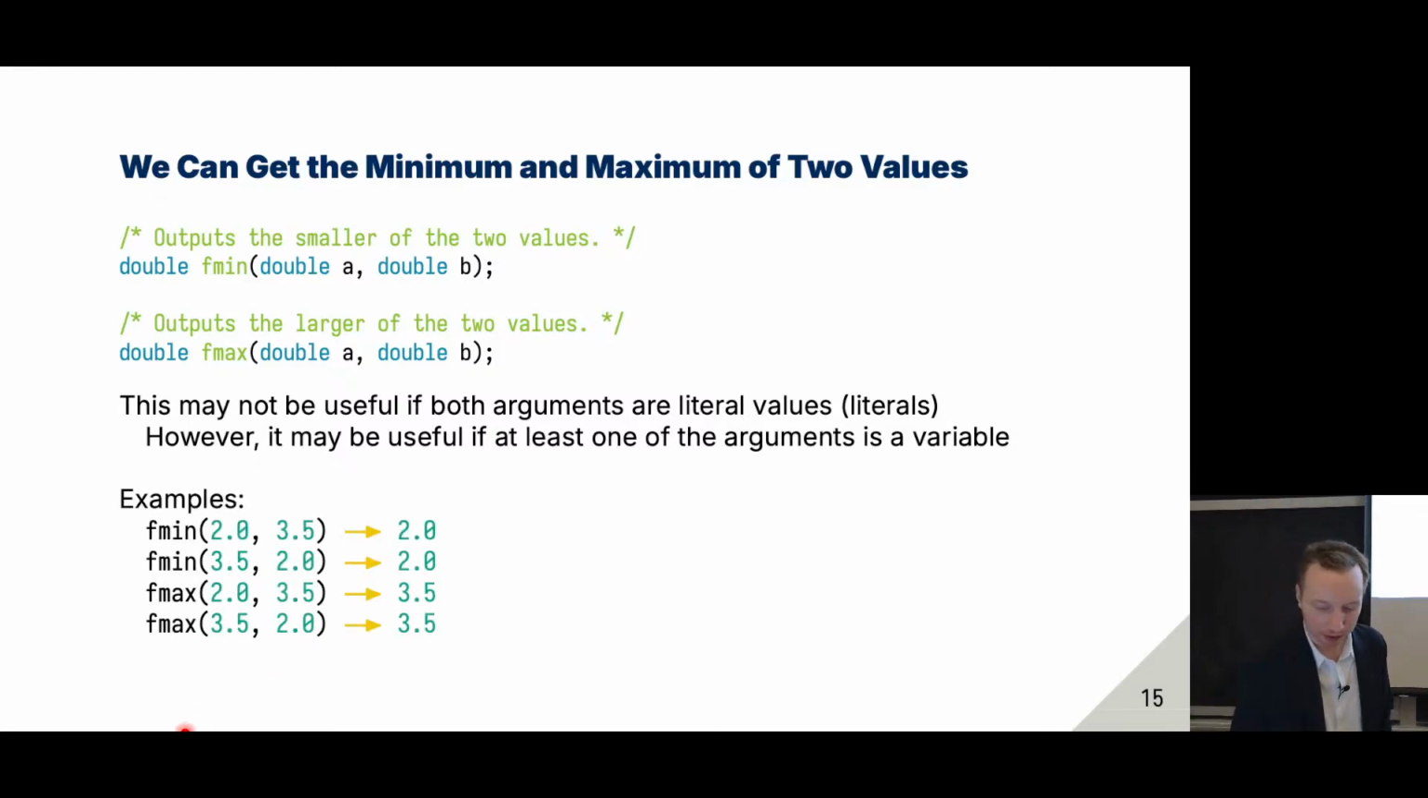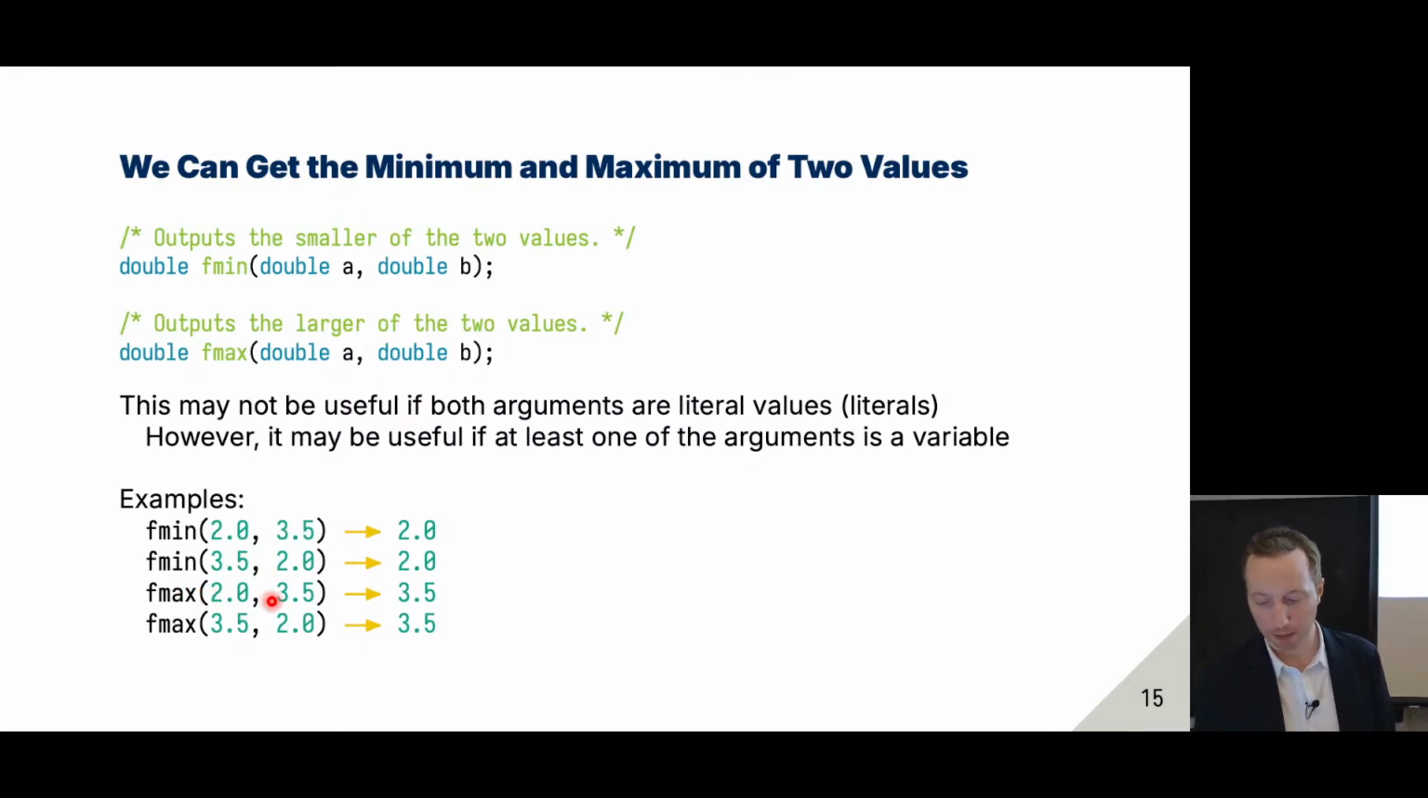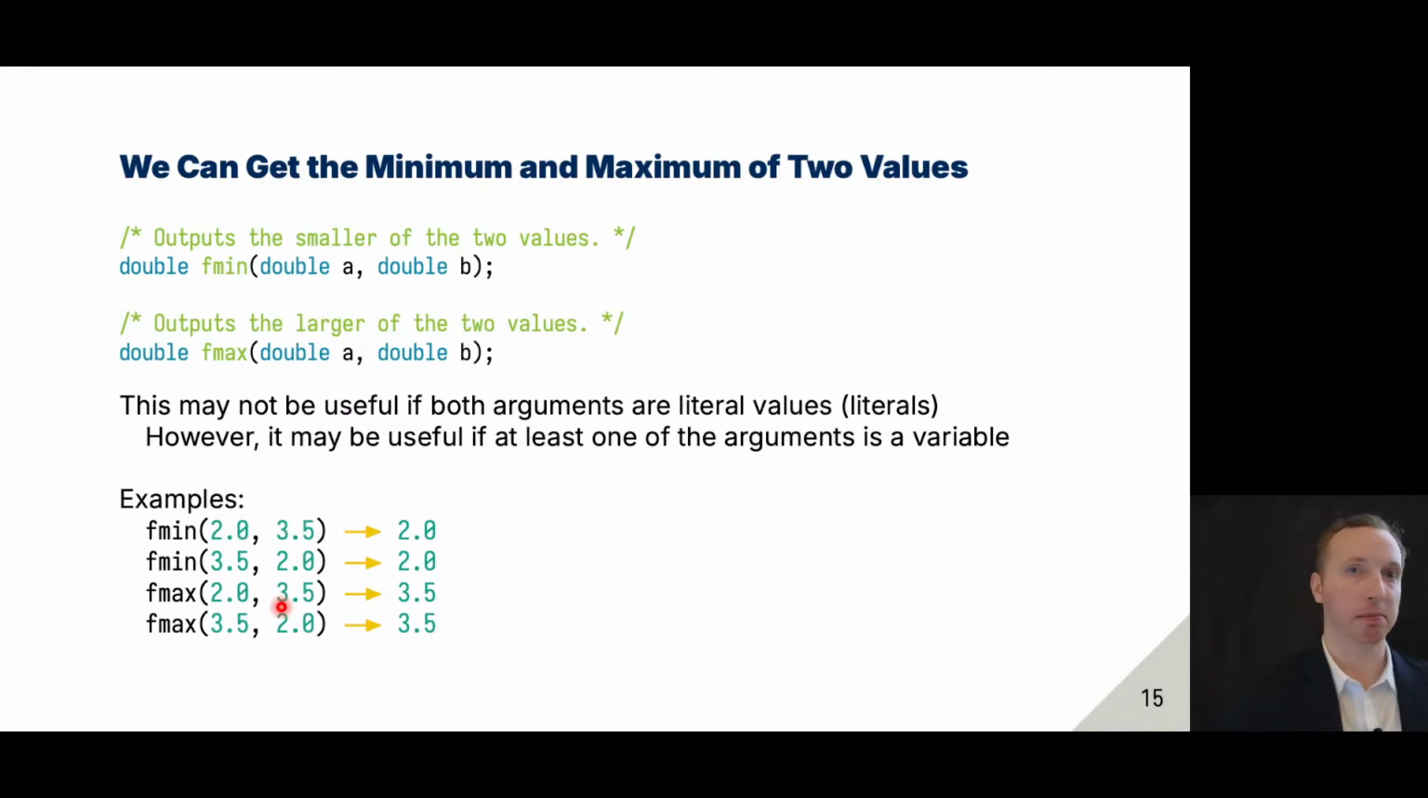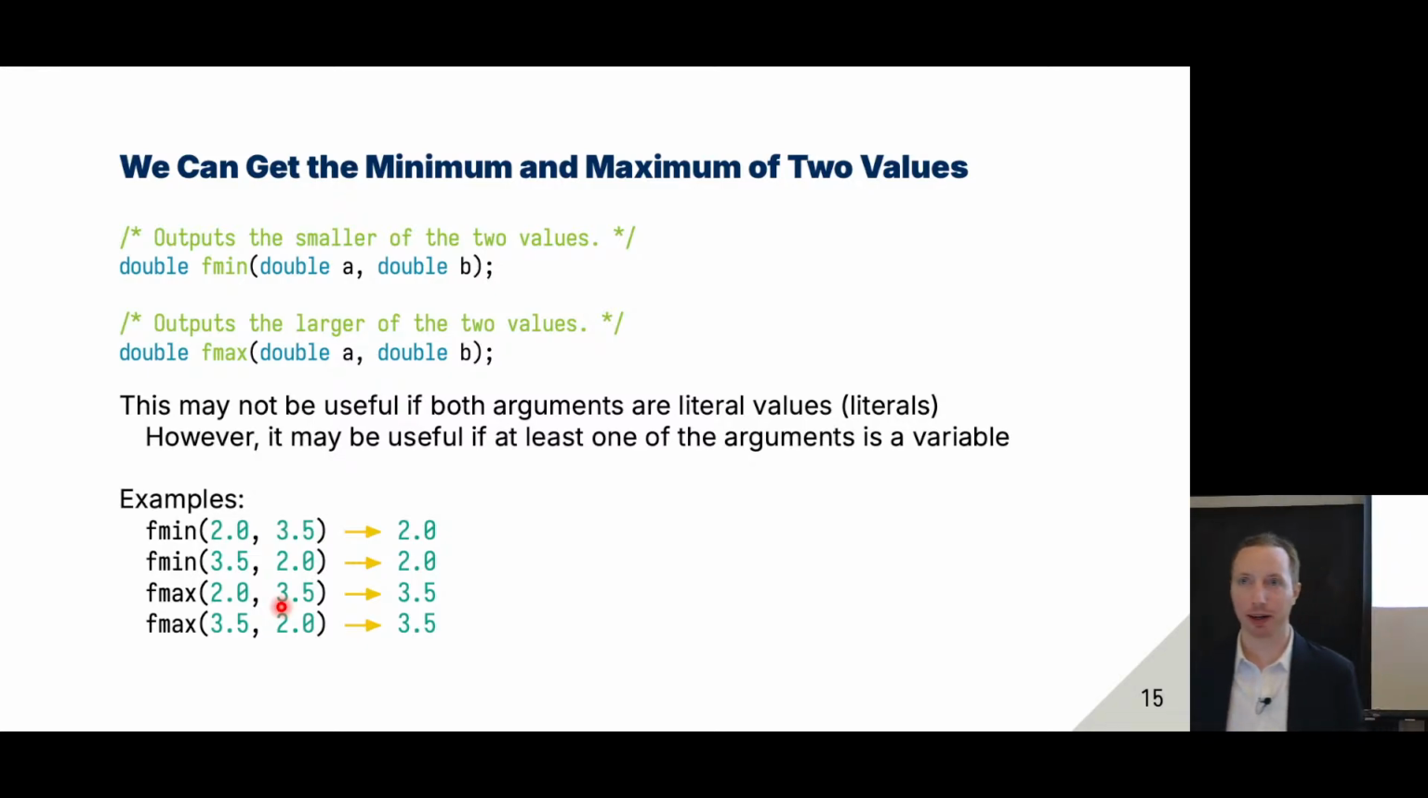But just to see what we would get, fmin of 2.0 and 3.5 is 2. It doesn't matter what the order of the arguments is. And the same for max: if I use the same two numbers in any order, the maximum would be 3.5. Again, any questions? Nothing terribly exciting so far, right?